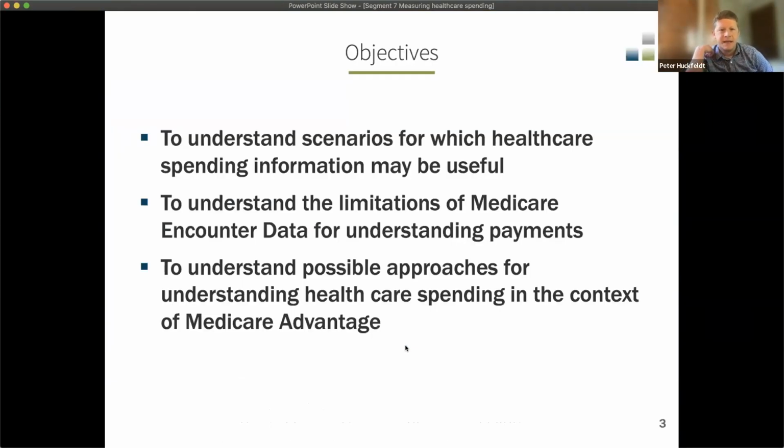So the objectives of this segment are to think about when we want to calculate and look at healthcare spending, to understand some of the limitations of Medicare Advantage Encounter Data for understanding payments, and then just help start you brainstorming possible approaches for constructing metrics of healthcare spending as you're working with Medicare Advantage Encounter Data.